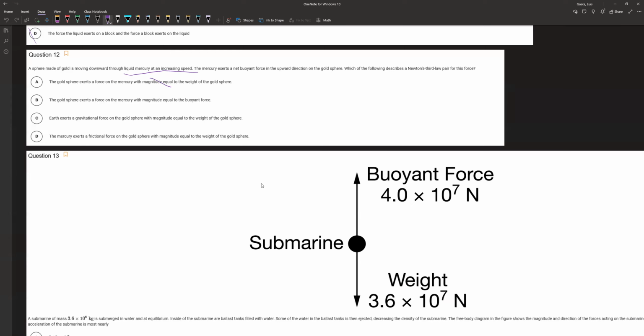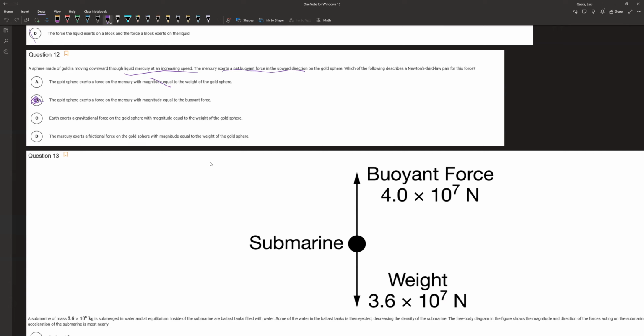Again, as I push on the water, it pushes back with what we call the buoyant force. And so B is our best answer choice. The gold sphere exerts a force on the mercury with a force equal to the buoyant force. Let's go ahead and look at C and why it's not the best answer choice. Earth exerts a gravitational force on the sphere with a magnitude equal to the weight of the gold sphere. That is true, but it is not explaining this net buoyant force going on here.